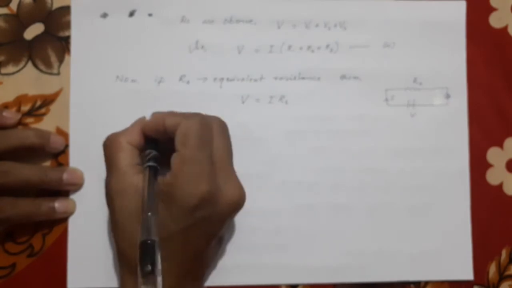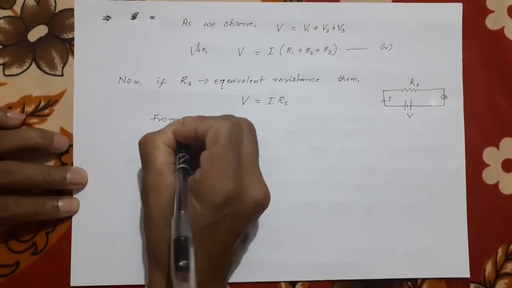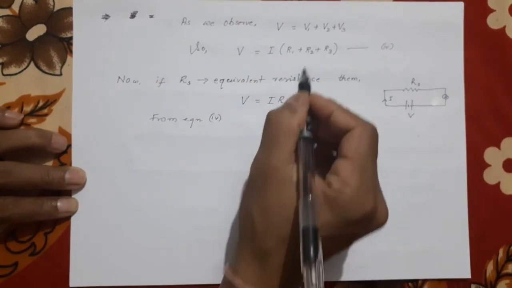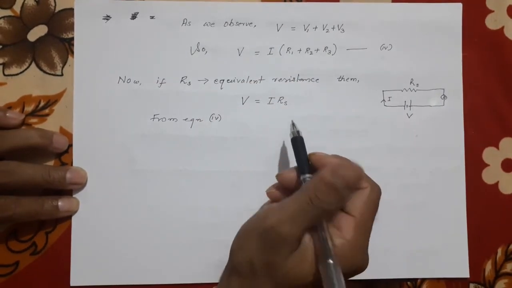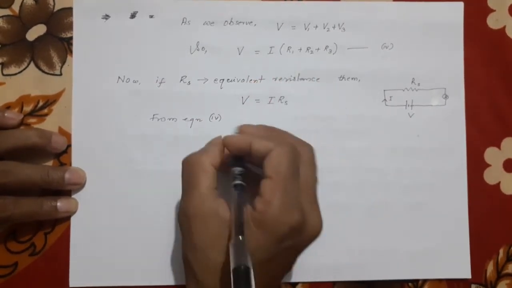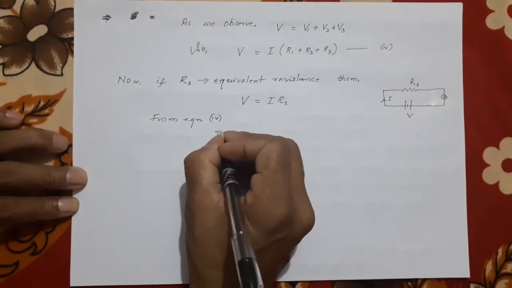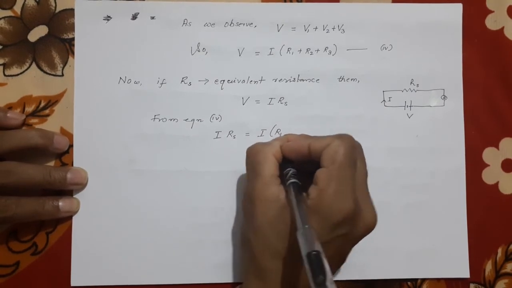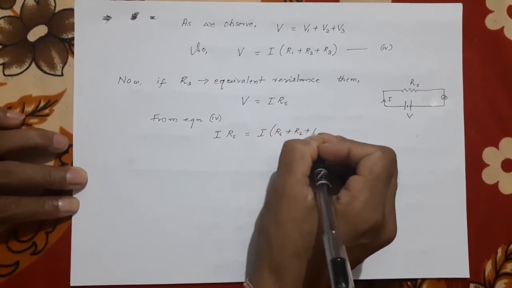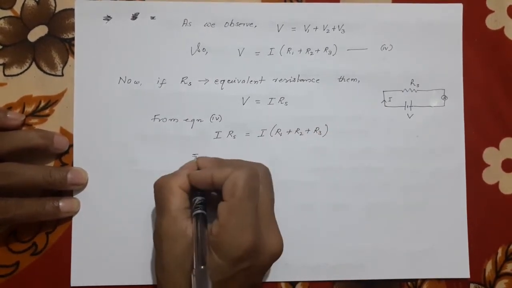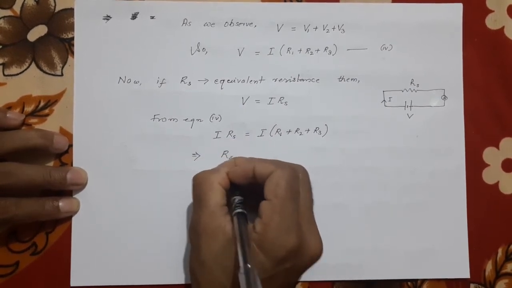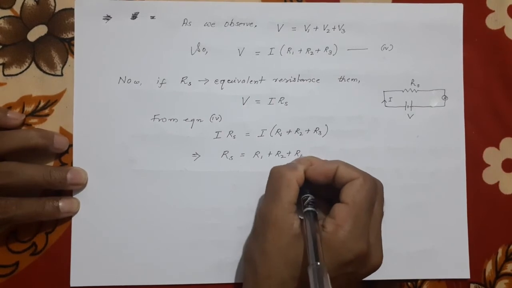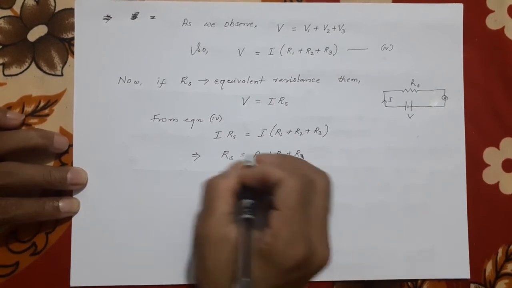So from equation 4, what I got is V should be equal to this. That means right hand side and right hand side should be the same. So I understand IRS should be equal to I into R1 plus R2 plus R3. I and I will cancel. So you get RS equal to R1 plus R2 plus R3. So what is the meaning of this?